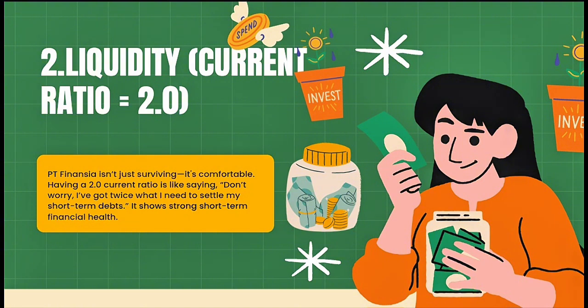Interpreting the ratios in simple words. Liquidity: current ratio equals 2.0. PT Financia isn't just surviving, it's comfortable. Having a 2.0 current ratio is like saying, don't worry, I've got twice what I need to settle my short-term debts. It shows strong short-term financial health.